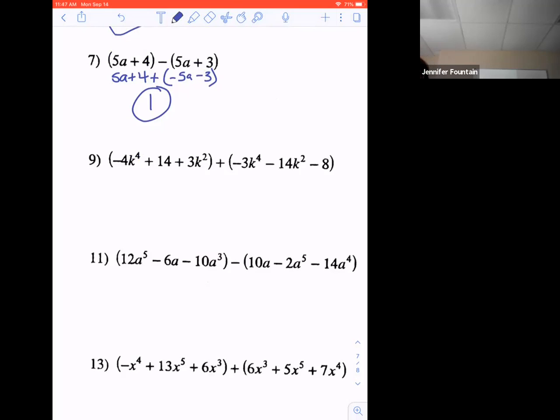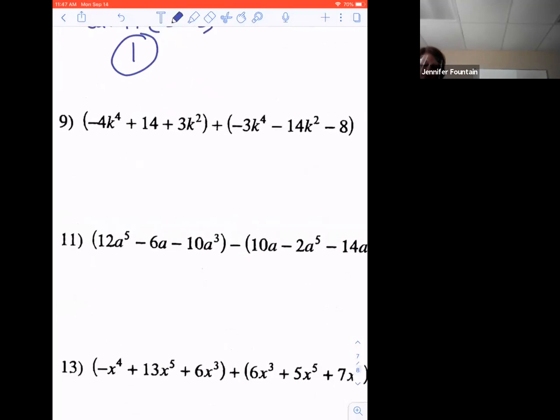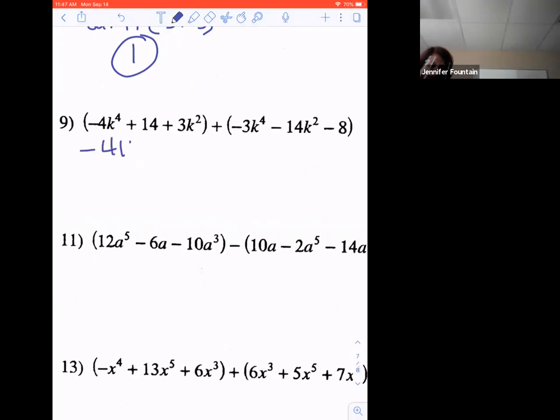Now, on number 9, I do want to line these up vertically, but I have to make sure that when I line these up, everything lines up in the correct placement. So if I start with negative 4k to the 4th, we'll go ahead and write the first one: negative 4k to the 4th plus 14 plus 3k squared. Now I'm going to add.